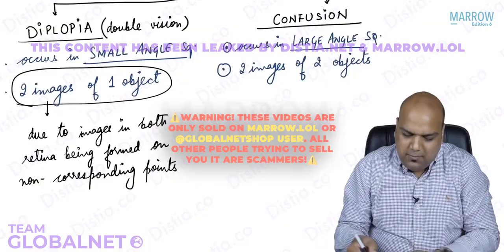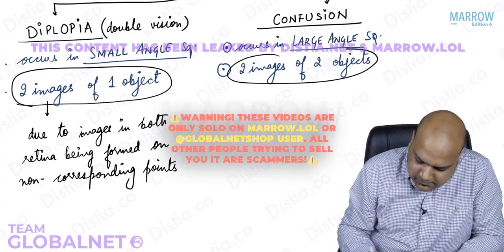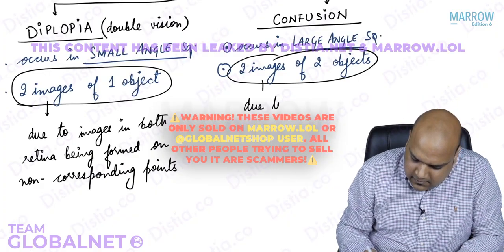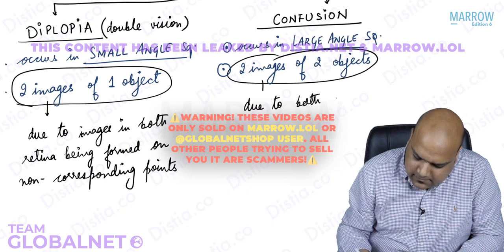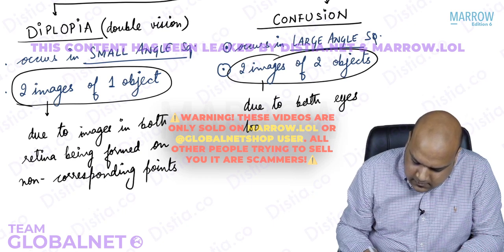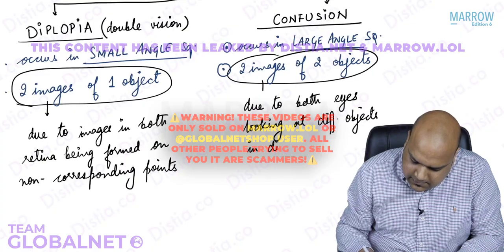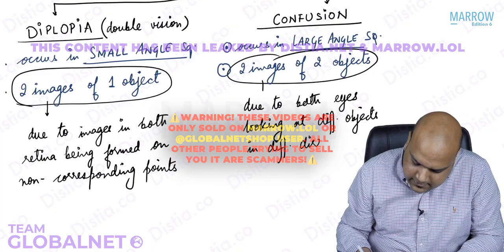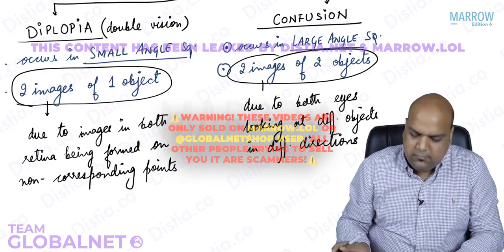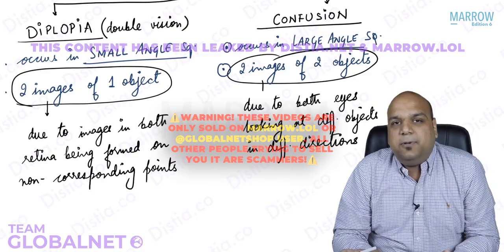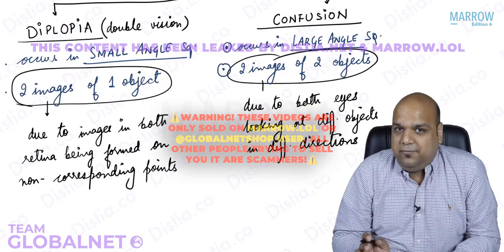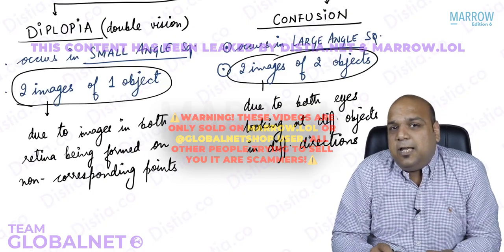Okay. So two images of two objects, due to both eyes looking at different objects in absolutely different directions. Okay. So do you understand the difference between the two consequences, diplopia and confusion? It is basically based on the degree of squint.